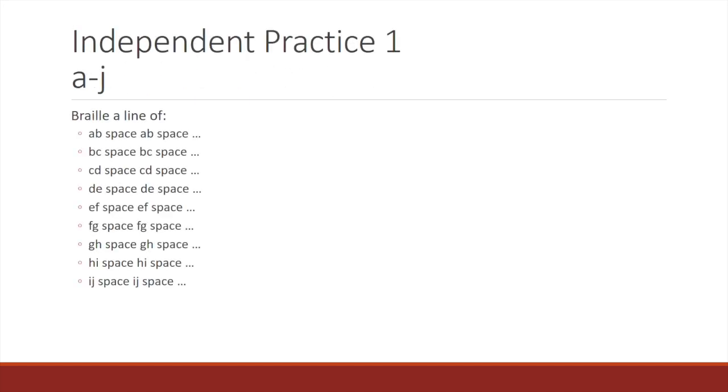Here is the first independent practice for the letters A through J. Braille a line of the following: AB space, AB space, BC space, BC space, CD space, CD space, DE space, DE space, EF space, EF space, FG space, FG space, GH space, GH space, HI space, HI space, and IJ space, IJ space.